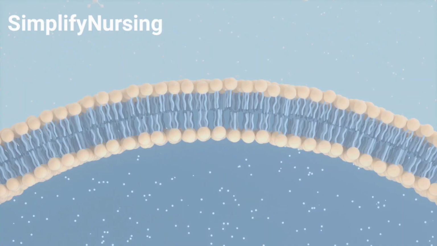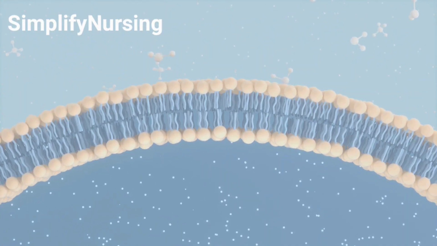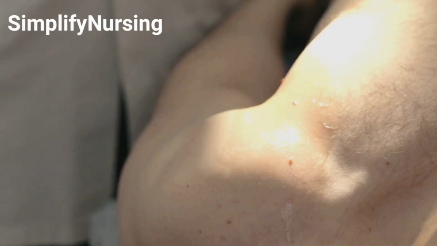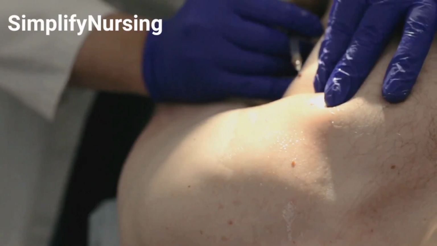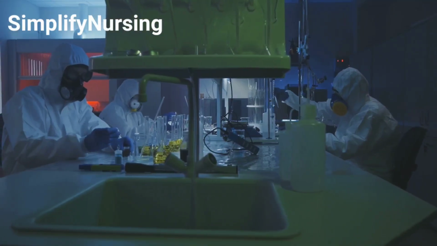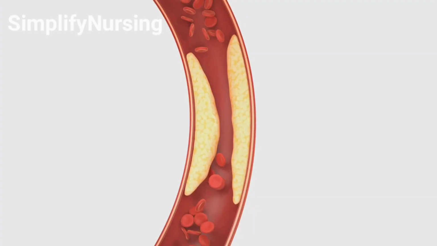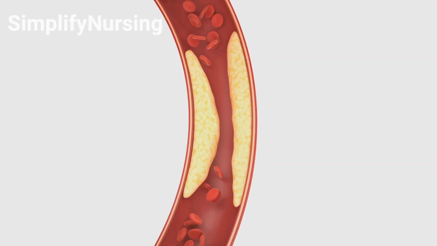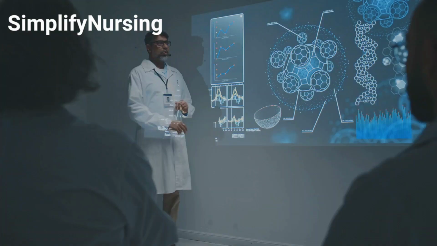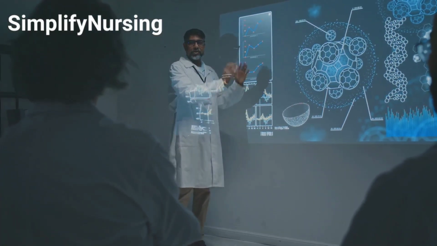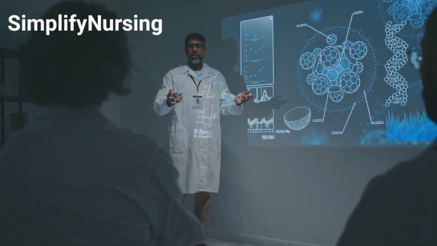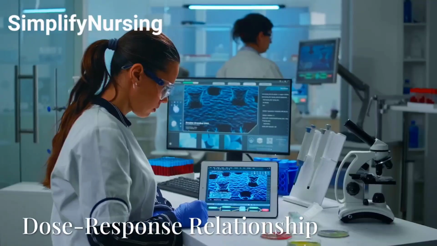Ion channels. Drugs can activate or inhibit ion channels, leading to rapid effects. For example, local anesthetics block sodium channels. Enzymes. Some drugs inhibit specific enzymes. For instance, statins inhibit HMG-CoA reductase, which helps in lowering cholesterol. And lastly, nuclear receptors. These regulate gene expression in response to hormones, like steroid receptors.